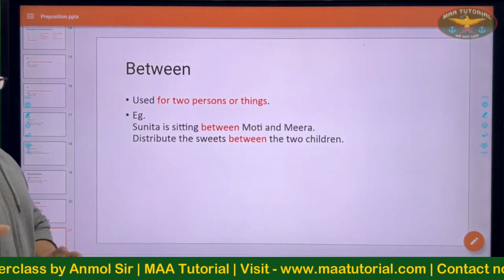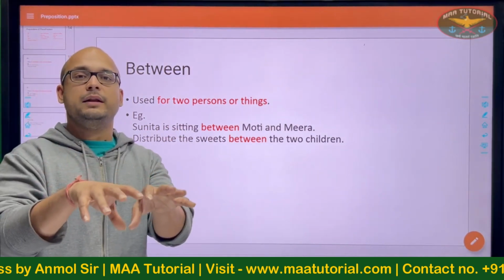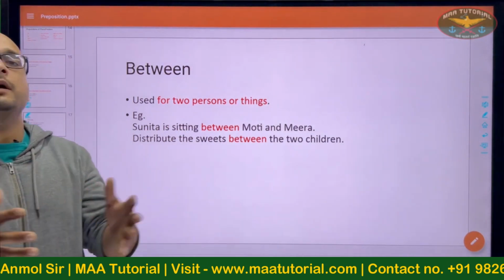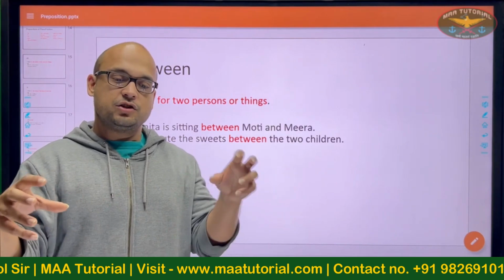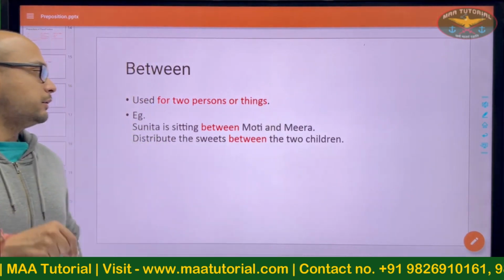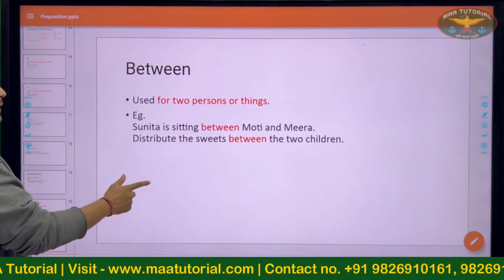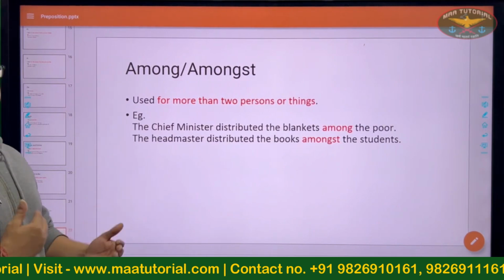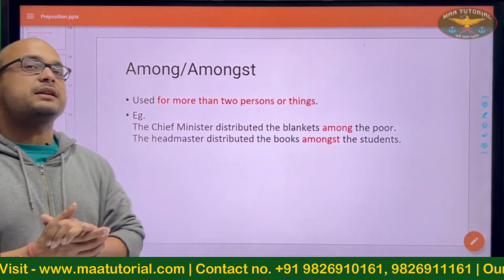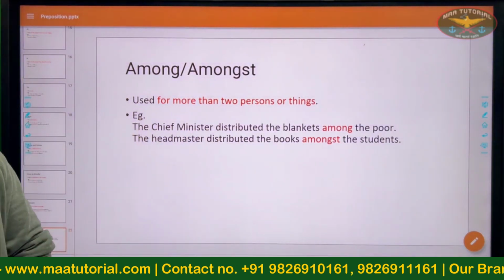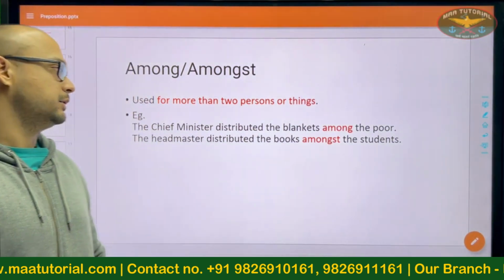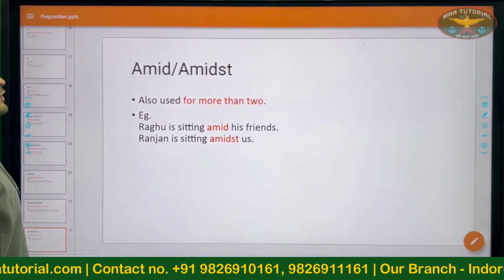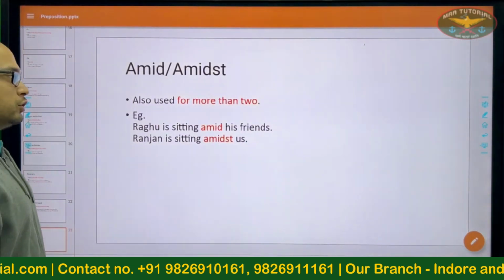Between. For 2 persons or things, when there are 2 things and we're talking about something that is in the midst of them, situated in the middle, we use the word between. And when do we use among or amongst? They are used interchangeably, both of them mean the same thing when there are more than 2 people or things. So amongst. And then we have amid and amidst, also for more than 2.